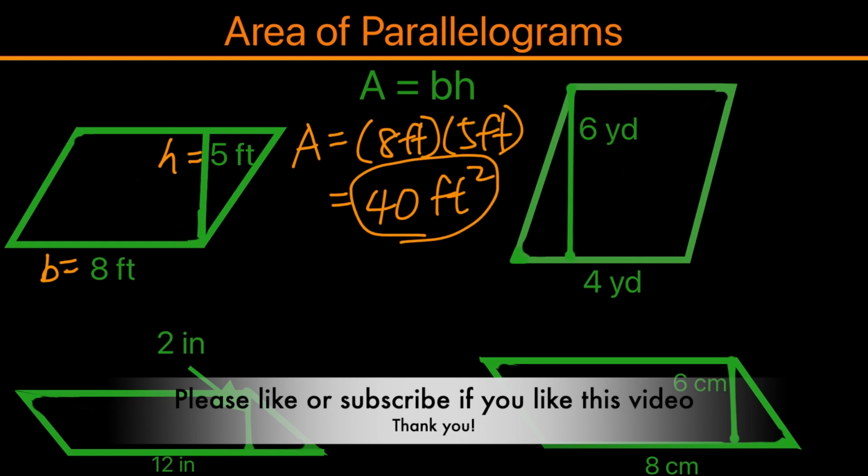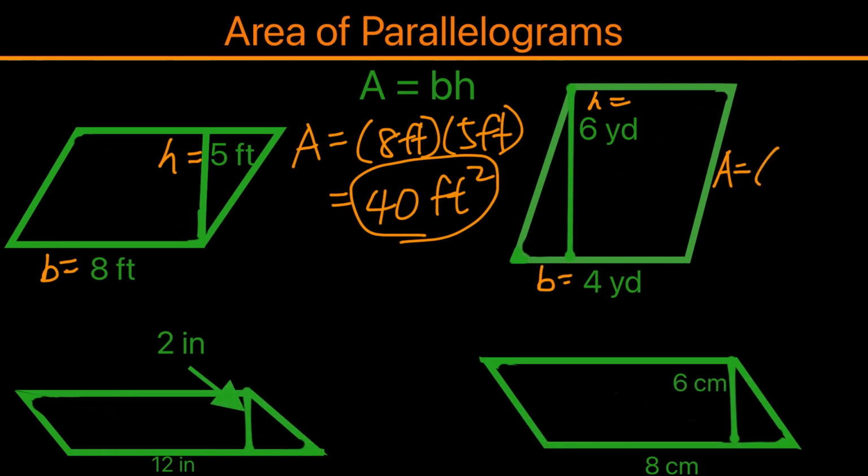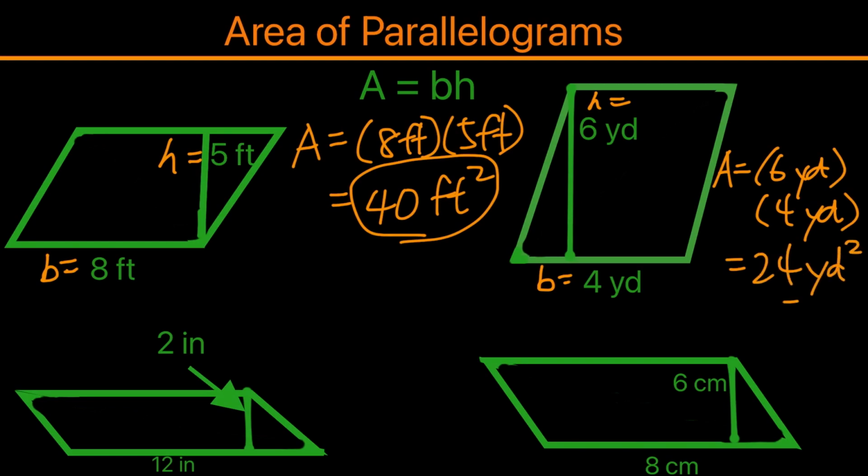Now for the next parallelogram on the right, we have a base of 4 yards, and then we have a height of 6 yards. Putting that in the formula, we have 6 yards multiplied by 4 yards, and that comes out to 24 yards square.